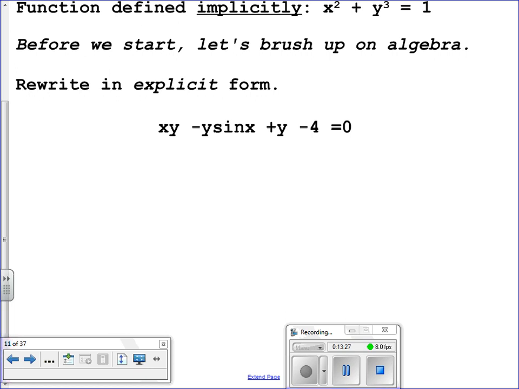Well, what's your first step? What are you guys doing first? Okay, you're on the right track. Move the 4 over. Let's see here: xy minus y sine x plus y. You added 4 to both sides, that equals 4. Oh, great. Then what do you do next?